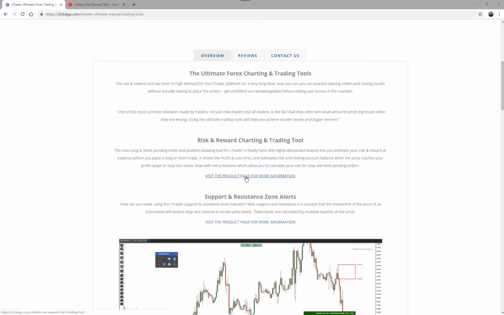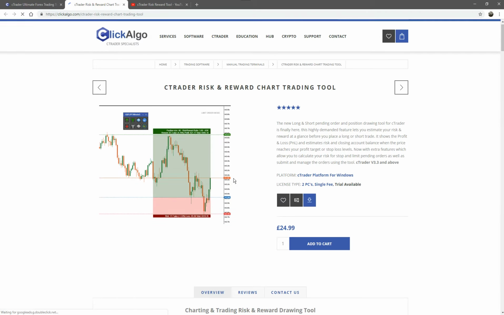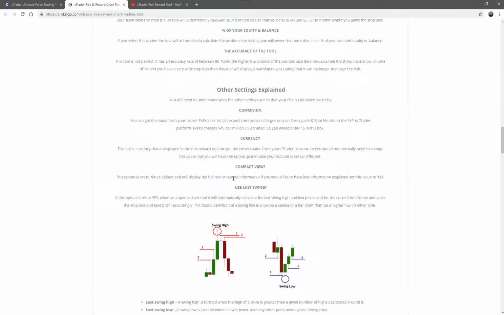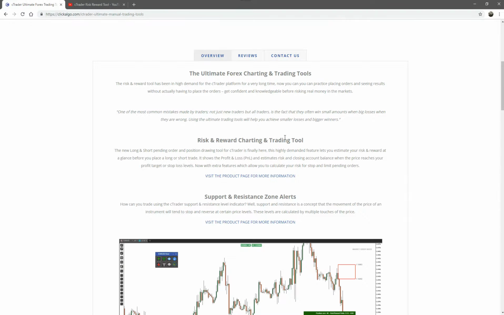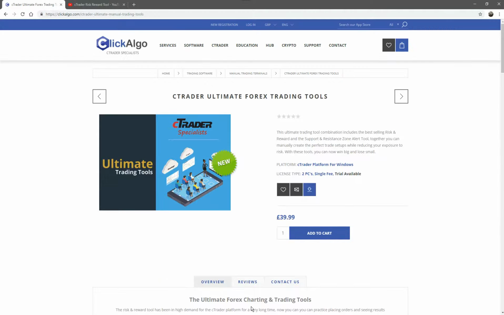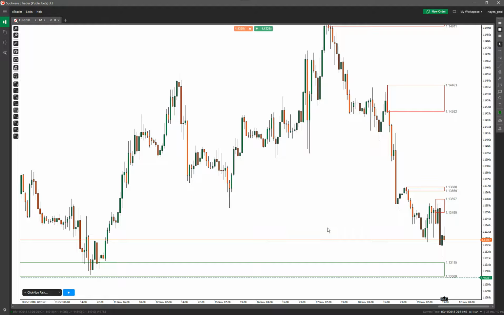Click on this, and it will go to another page and tell you all about the risk and reward tool in much more detail. It also has videos and everything at the bottom. Everything you need to get started is in these product pages, but I'm going to show you a video of how to use these two tools together.